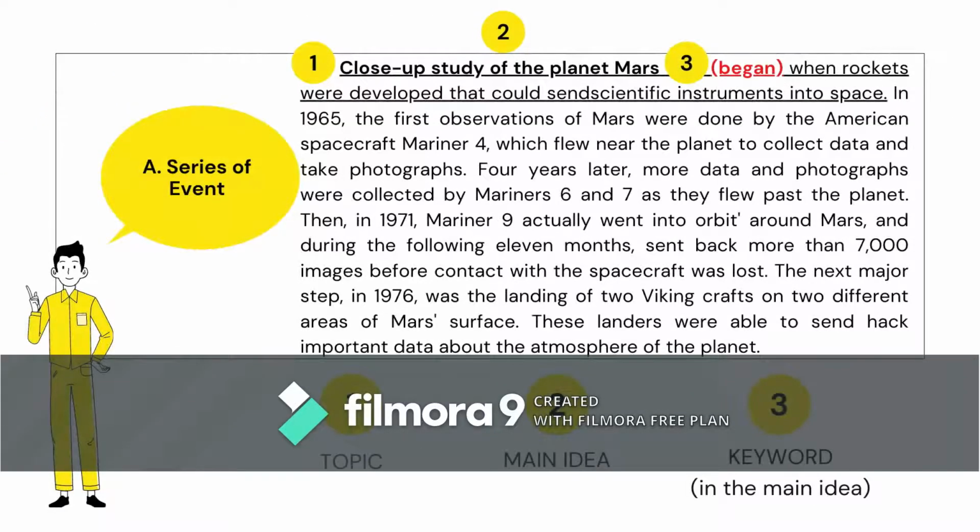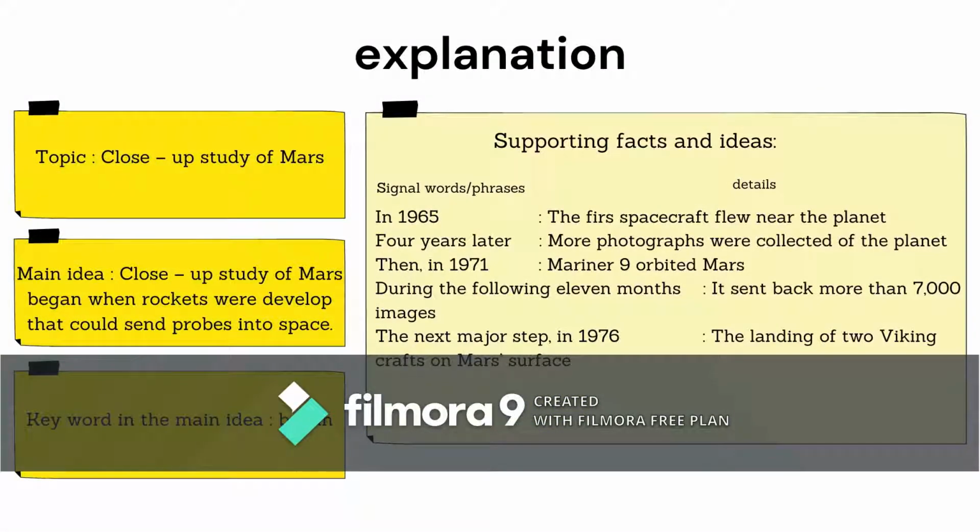Example: series of events. We can see the paragraph, and based on the paragraph, we know that the topic is close-up study of Mars. The main idea is close-up study of Mars began when rockets were developed that could send probes into space. Keyword in the main idea is began. Supporting facts and ideas include signal words or phrases and details.